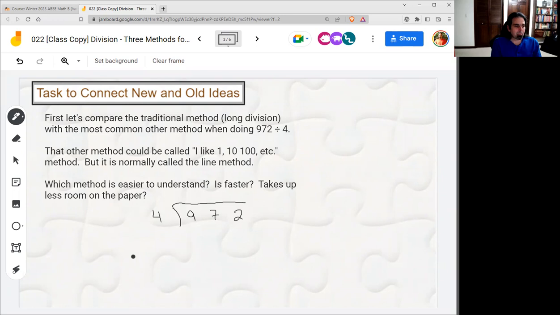So I start close to the 4 with this 9. How many 4s go into 9? Well, 1 4 is 4, 2 4s is 8. That's as much as I'm going to get. Whoops, instead of the 8, I put the 2 there. 2 times 4 is 8. 9 minus 8 is 1. And then I bring down the 7 to get 17.